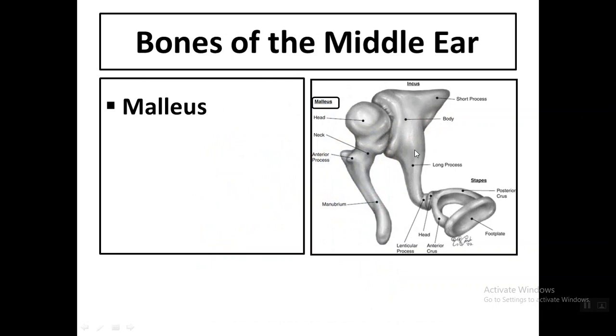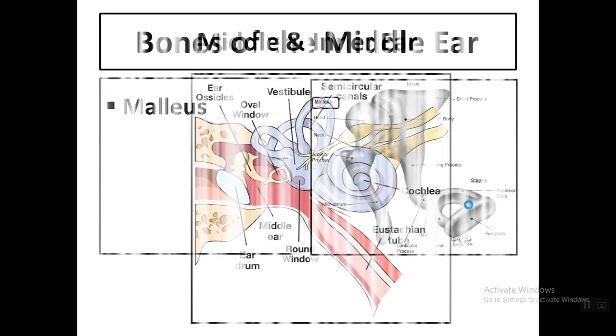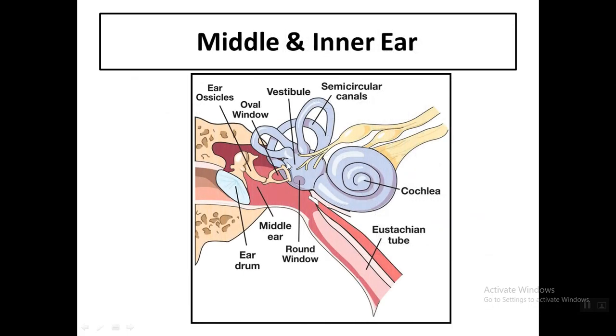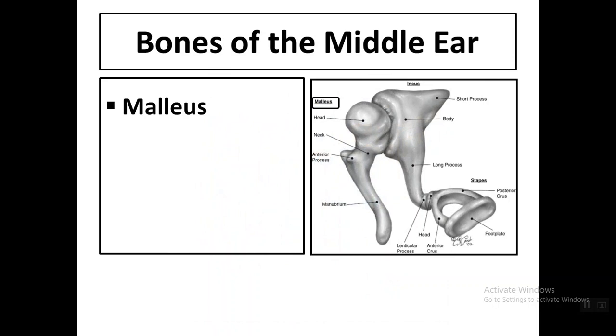Next, the incus has a short process and a long process. The long process articulates with the stapes, and the stapes has a head, anterior and posterior crura, and a foot plate. The foot plate fits into the oval window of the inner ear. So these are the bones of the middle ear, or ossicles: malleus, incus, and stapes.